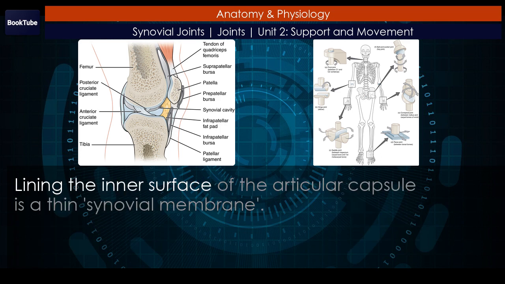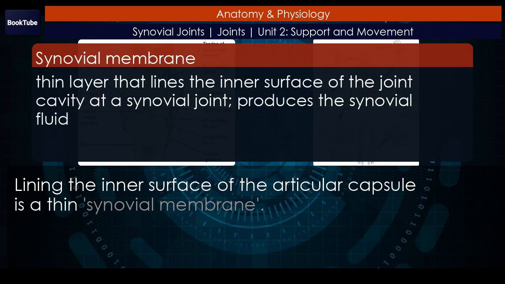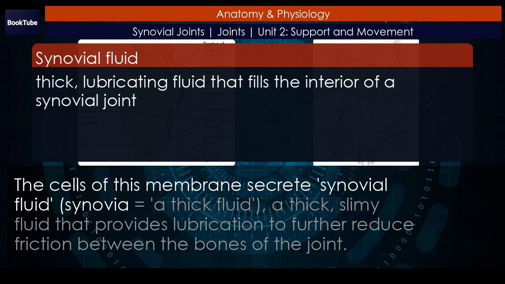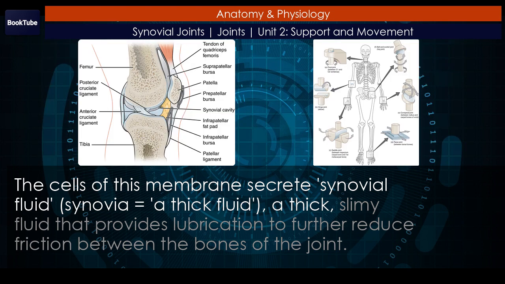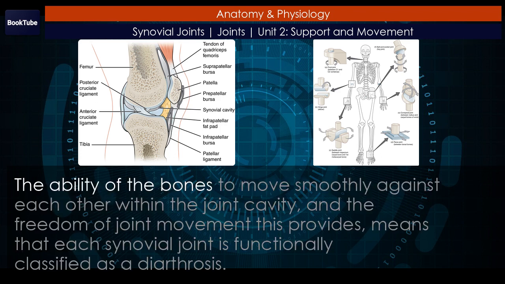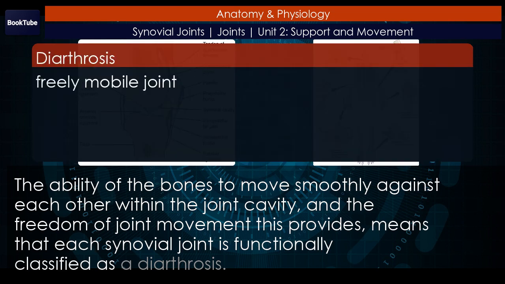Lining the inner surface of the articular capsule is a thin synovial membrane. The cells of this membrane secrete synovial fluid. Synovia means a thick fluid, a thick, slimy fluid that provides lubrication to further reduce friction between the bones of the joint. This fluid also provides nourishment to the articular cartilage, which does not contain blood vessels. The ability of the bones to move smoothly against each other within the joint cavity, and the freedom of joint movement this provides, means that each synovial joint is functionally classified as a diarthrosis.